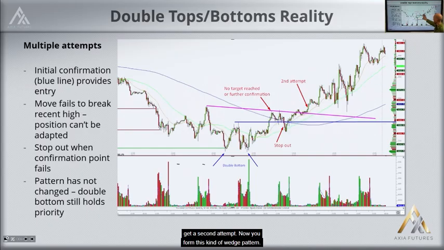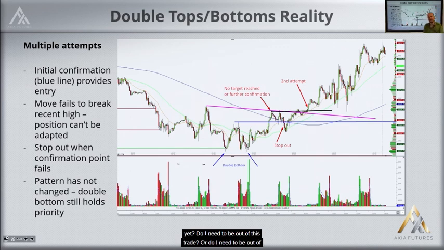Now you form this kind of wedge pattern. You've got this recent high. That was the point that it failed at the first time up. But now when that breaks, now it opens up the second attempt. The double bottom is still in play, but you play it from a different point. So your priority of direction, your bias is still maintained. It's just the way that you play the trade, the options that you give yourself in how you execute this trade that matter. So make sure you're always thinking about the reality of, has anything changed yet?